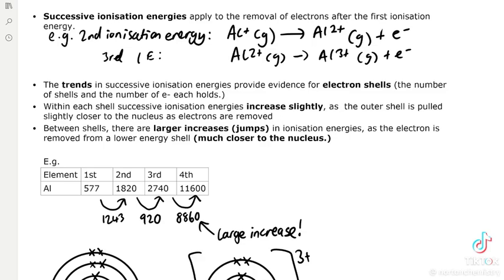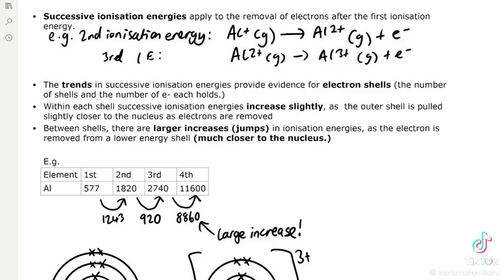Within each shell, successive ionization energies increase slightly, as the outer shell is pulled slightly closer to the nucleus as electrons are removed. Between shells, there are larger increases, also known as jumps, in ionization energies, as the electron is removed from a lower energy shell, which is much closer to the nucleus.